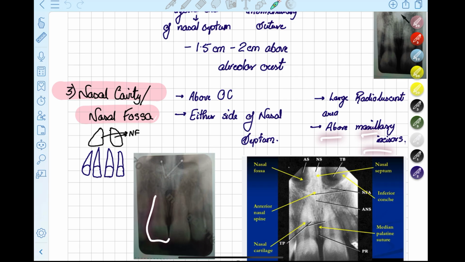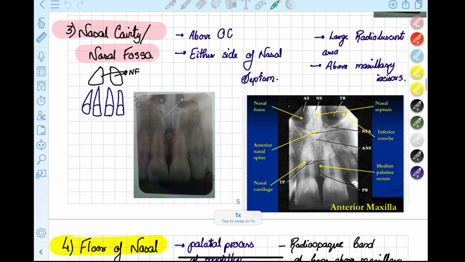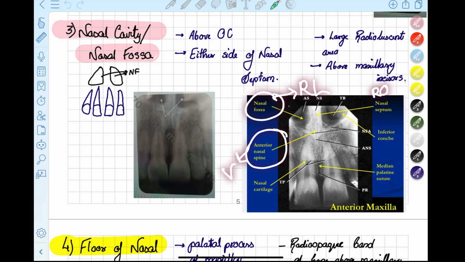These are our central incisors. These are our lateral incisors. It is situated above maxillary incisors. As we can see, this is the nasal septum. How does it appear? Radio opaque. This is the nasal fossa. It is a cavity. How does it appear? Radiolucent. This is the anterior nasal spine. It appears V-shaped and radio opaque.